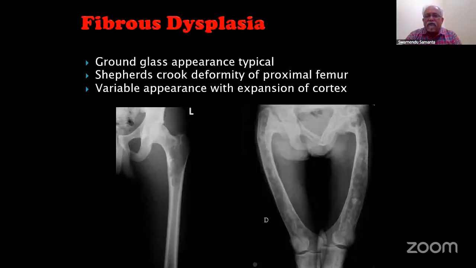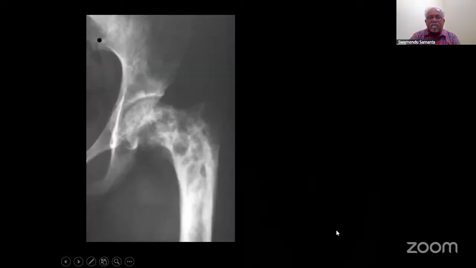Fibrous dysplasia. This will come in the OSCE. This is known as the Shepherd's crook deformity. You know that because, as I told you, the ground glass appearance, the whole femur has been completely bent like a crooked appearance. This is the Shepherd's crook deformity of the whole femur, and this is an expansile lesion. Once you see this picture, you will never forget it.